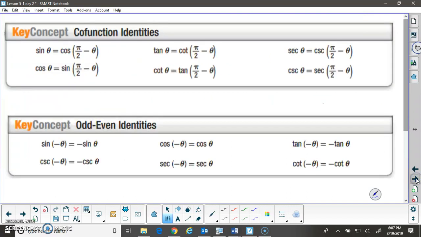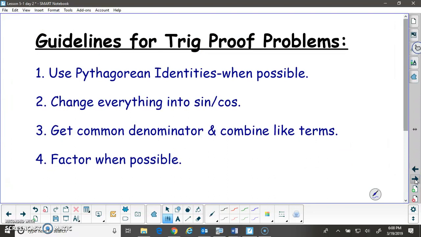Then we're going to be using those along with these cofunction identities. The cofunction identities have half pi's minus thetas in them. So there's one for sine, one for cosine, one for tangent, cotangent, secant, and cosecant. And then also the odd-even identities, which we talked about in the previous video. So we're going to use that along with these guidelines for solving trig proof problems. So please write this down on your note card as well.